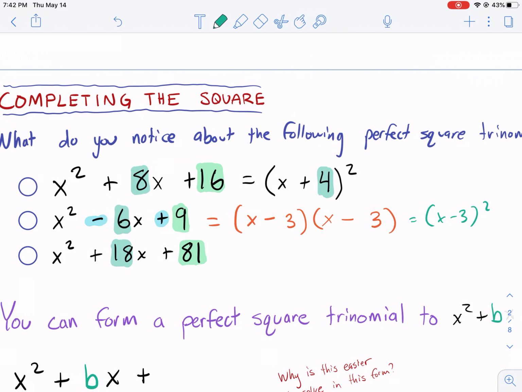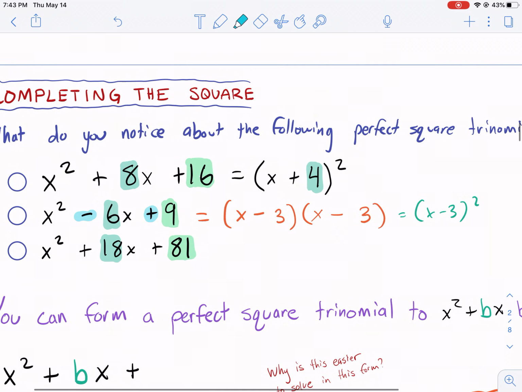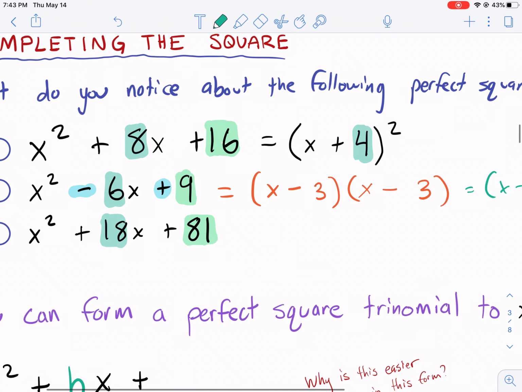So what do you notice this time? It's 3, and then it's the 6 and the 9. So particularly the 3 and the 6, what do you guys notice? And then the 3 and the 9, what do you notice? Moving on. Hopefully you guys are getting it.